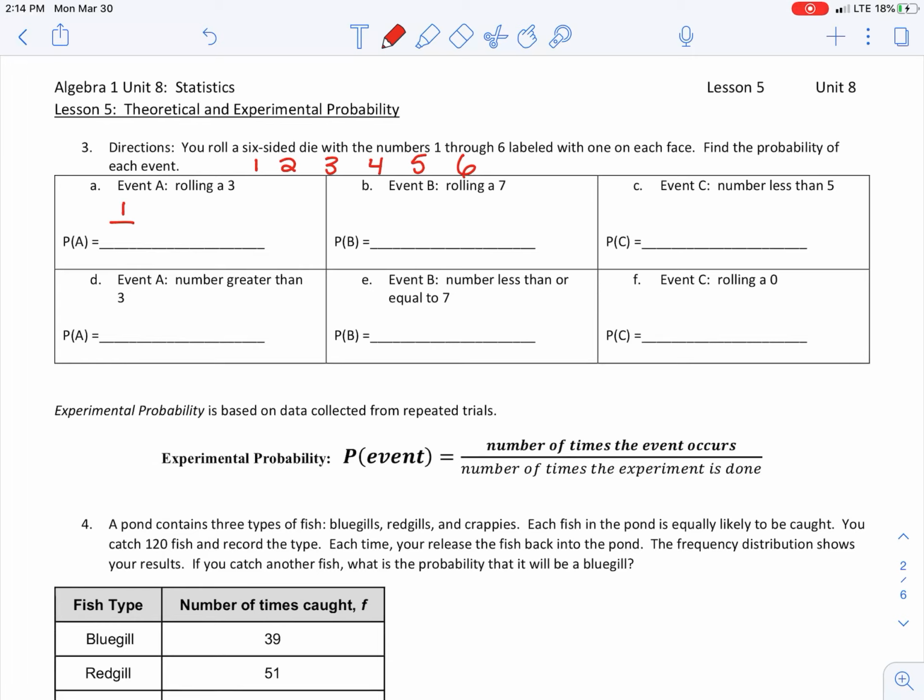And how many total possibilities? So how many different numbers could you roll? Well, you can only roll 6 different things. So your probability would actually be 1/6. And I'm just going to leave it as a fraction for now.